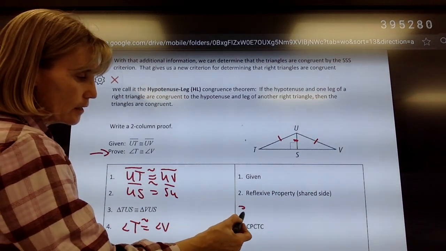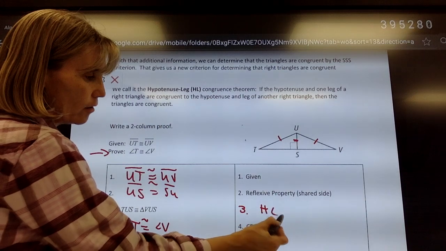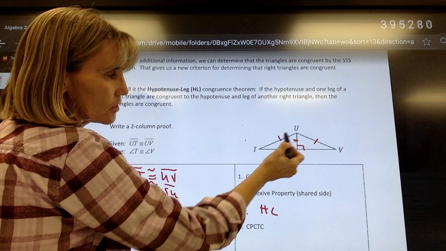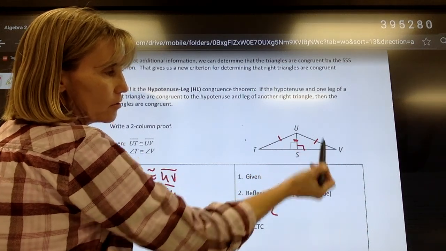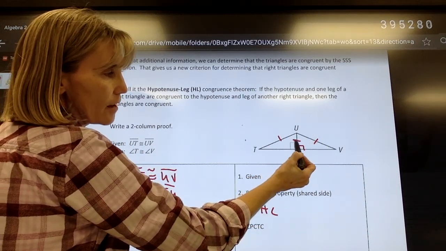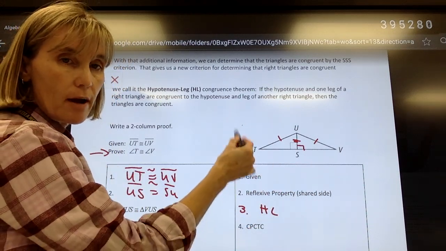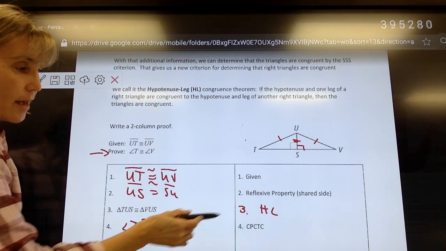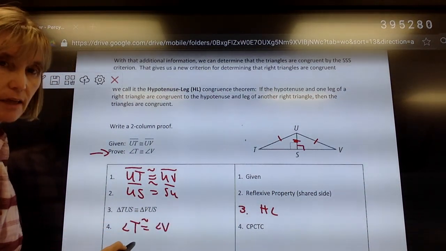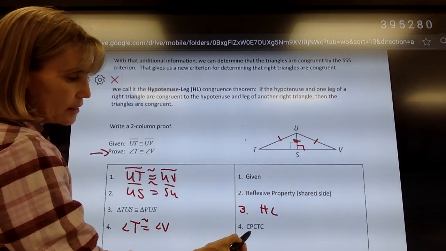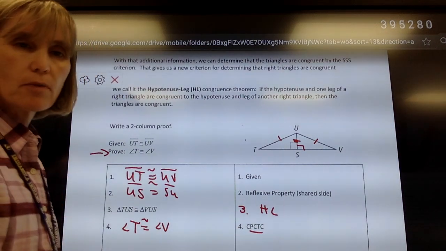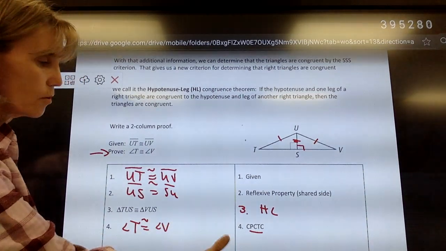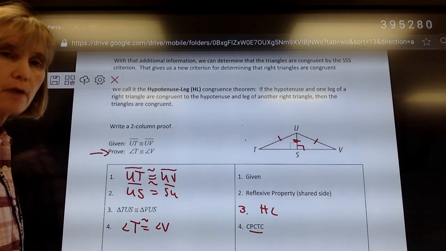And now my reason is going to be HL. It's a right triangle. You see the right angle. And the hypotenuse is the side that was given to me. That's the hypotenuse of both triangles. And the reflexive side was the leg. So since the hypotenuse and the leg of both triangles are congruent, we can say that the triangles are congruent. And if the triangles are congruent, then we can say that angle T is congruent to angle V by CPCTC. Remember, that stands for corresponding parts of congruent triangles are congruent. So this is what my proof would look like using the hypotenuse leg.